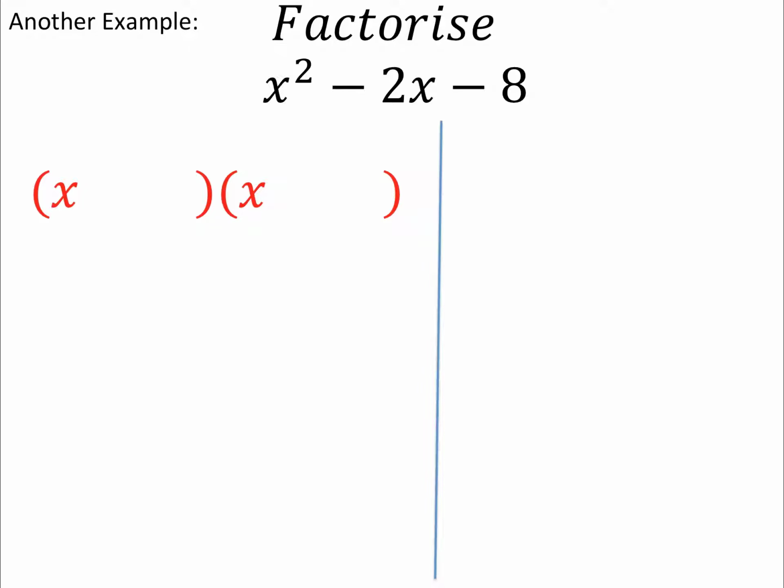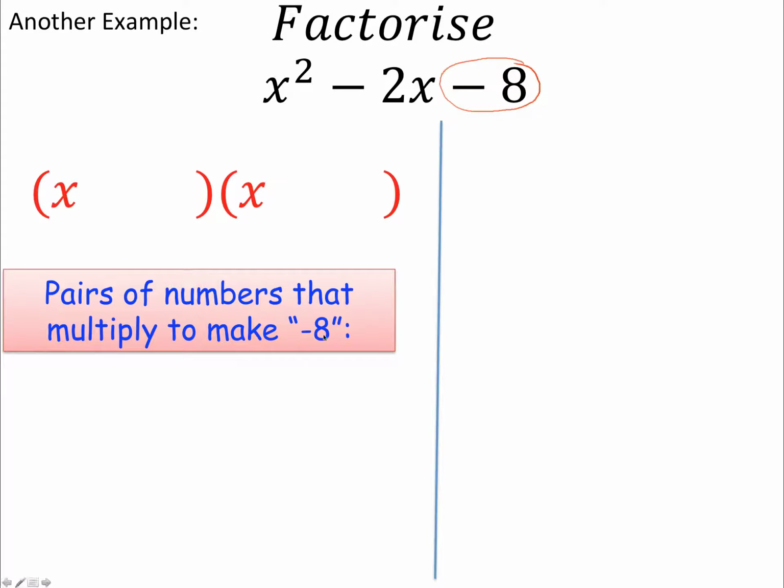That's the first step. The second step is what? We look for numbers that multiply to give us a what? A minus 8 here, right? We look for pairs of numbers that multiply to give us a minus 8.